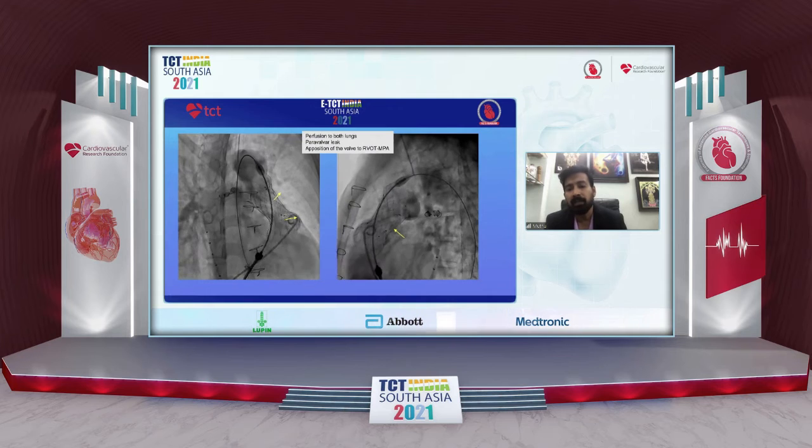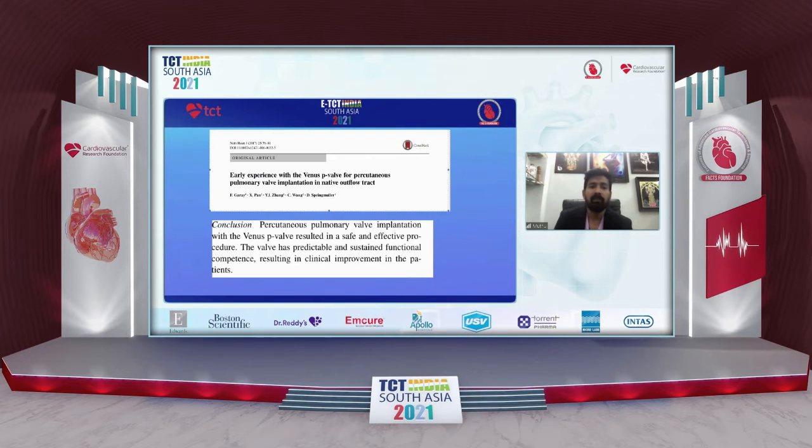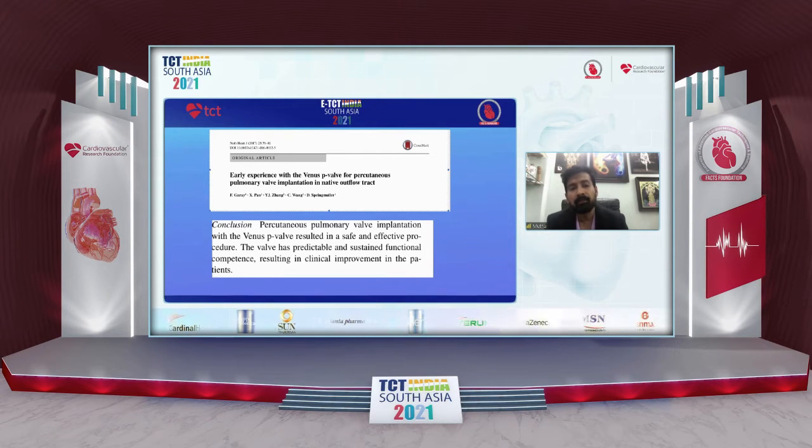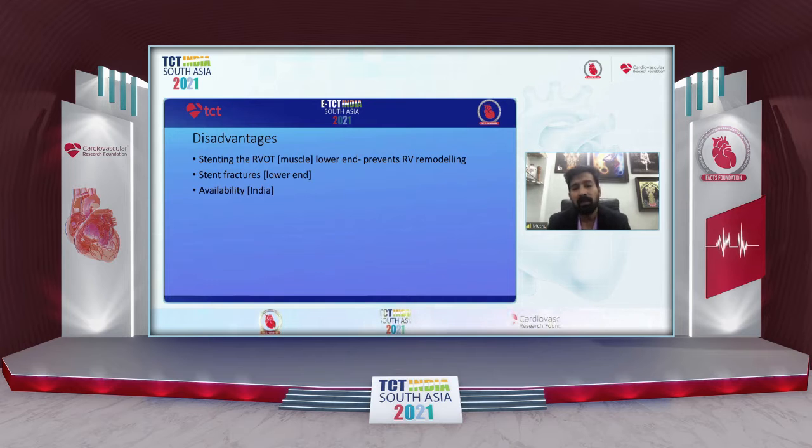It's a 22 French sheath, and the valve sits in the RVOT like that. Publications recently, early experience, have shown promising results that it can be safely and effectively implanted in native pulmonary arteries. But the disadvantages of this technique are that stenting the RVOT can prevent RV remodeling, and stent fractures, particularly low-end, and availability, particularly in India, has been a difficulty getting these Venus self-expandable valves.